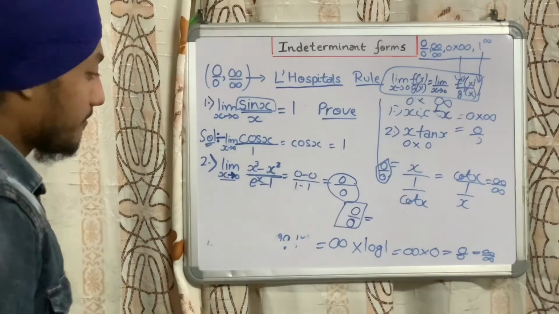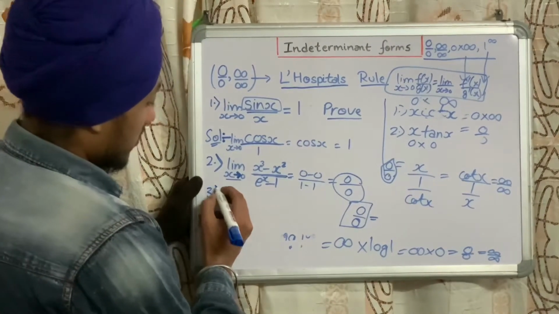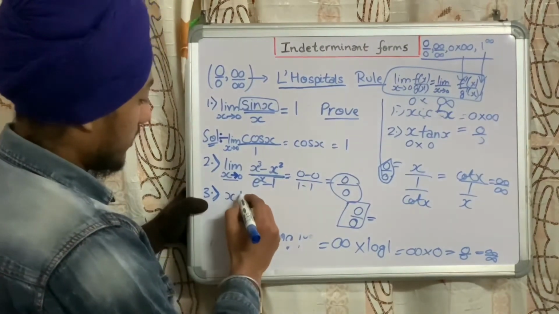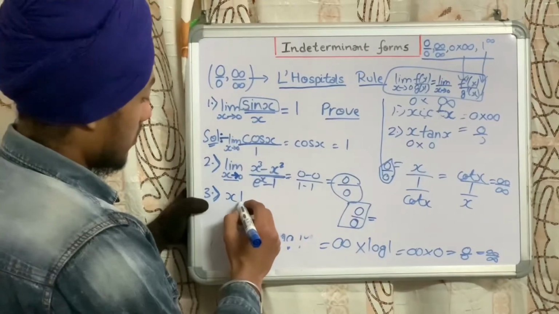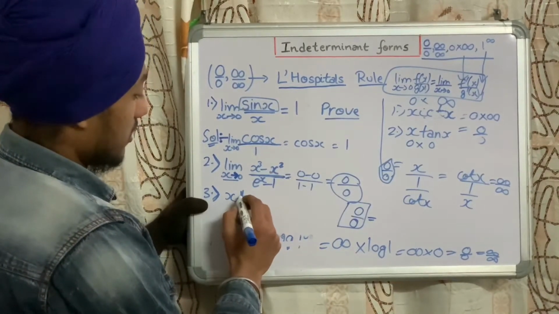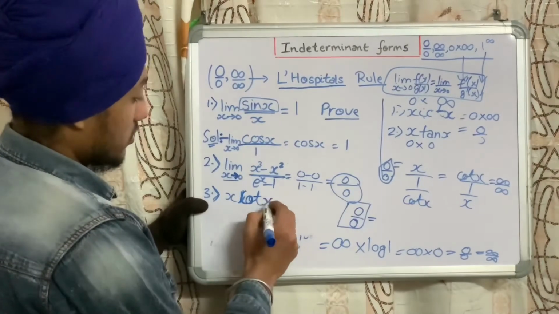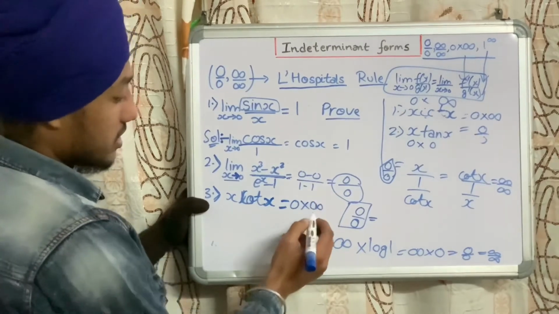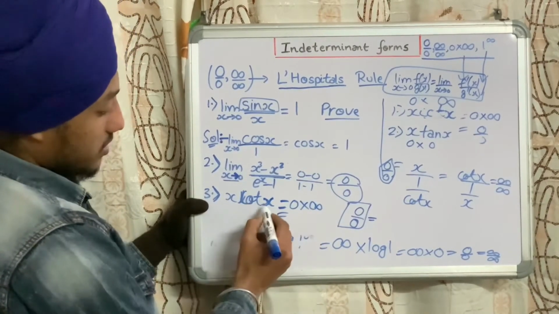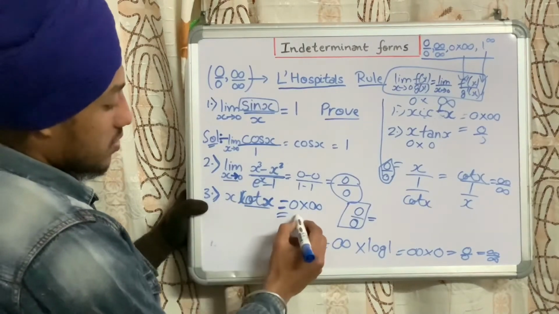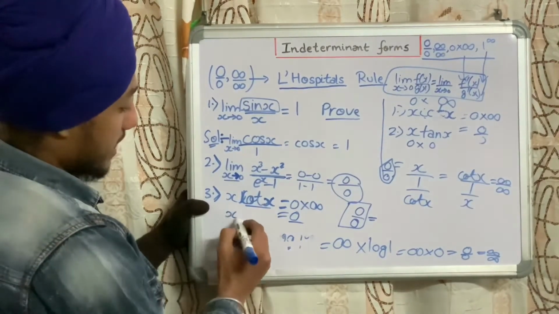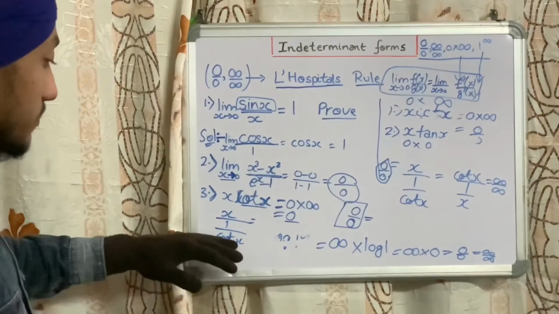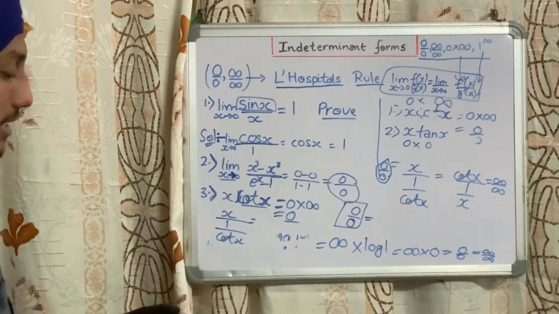But what happens when we are solving forms like x into tan x or cot x? I have already told you we first have to convert into 0 by 0 form. So cot 0 is infinity and x is 0. Then we take x upon 1 upon cot x, then apply L'Hopital's rule. In these questions we are going to apply L'Hopital's rule.